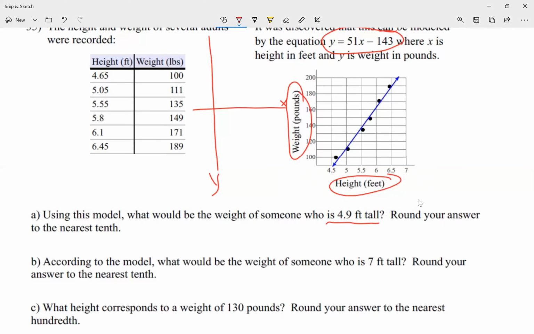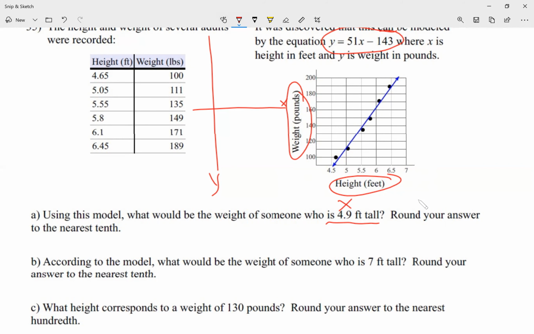First thing I gotta ask myself is, this 4.9, is this the x or the y value? Height, here it says feet tall. Height is the x value. So let me put an x there. So I'm gonna say I'm using the equation, but instead of an x, I'm gonna write a 4.9.